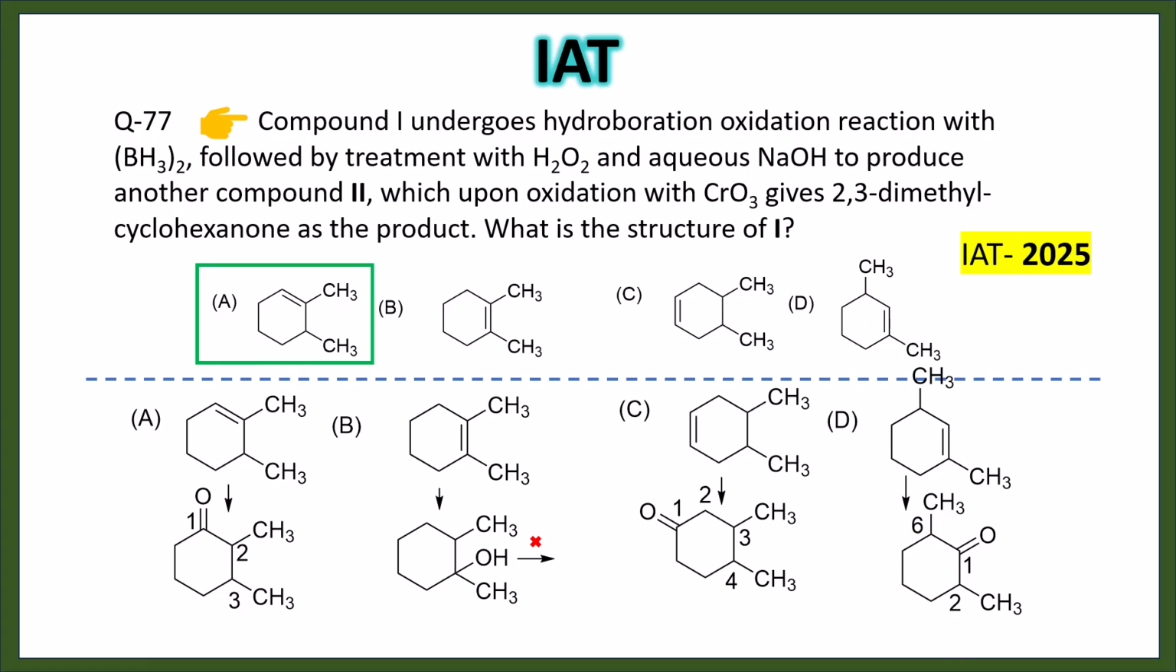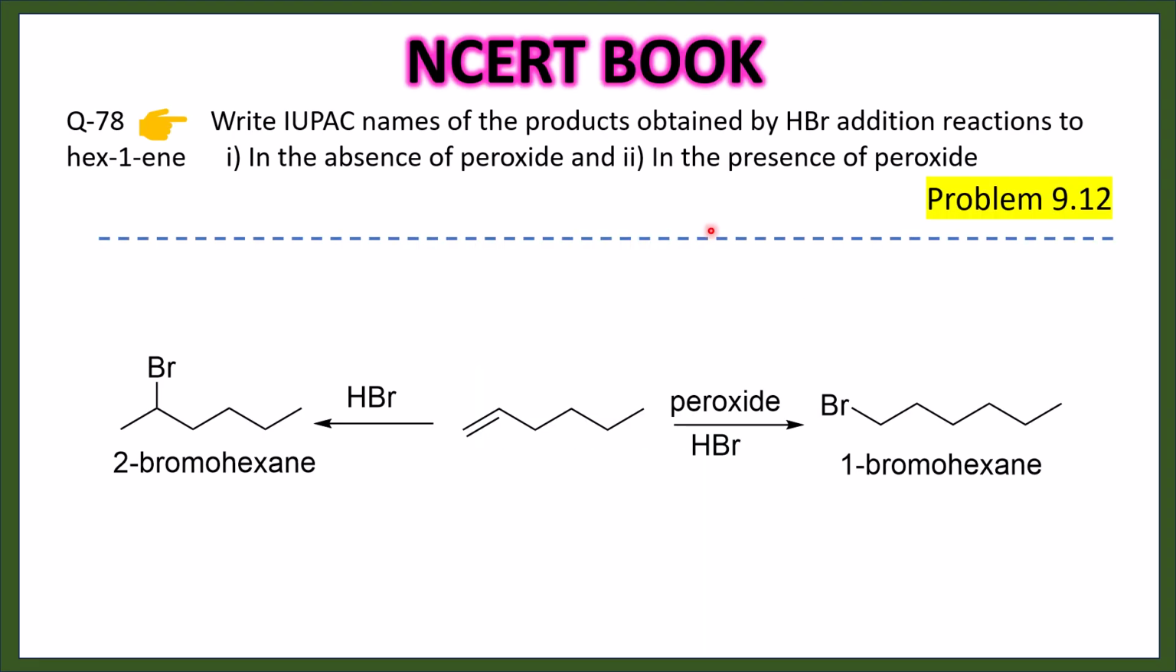So the only correct option is this one. Now we will move to the NCERT book question. Question number 78: write the IUPAC names of the products obtained by HBr addition to hex-1-ene in the presence of peroxide and in the absence of peroxide.